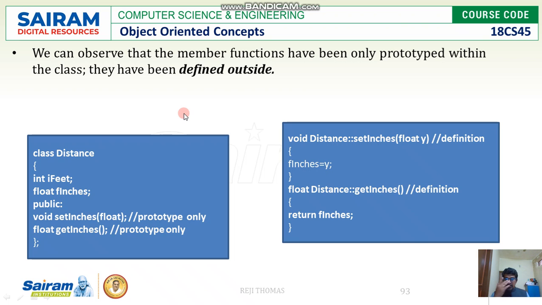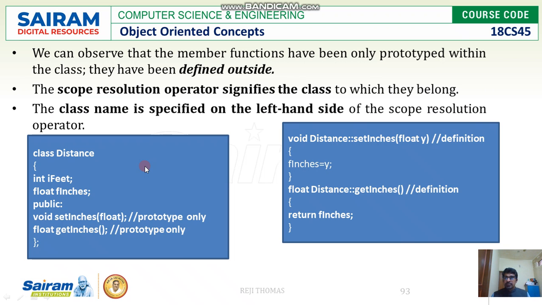So again, you can see one more example, where what we have noticed is that we can define them outside the class. So three points we have noticed. One is we can define them outside the class. How can we do it?